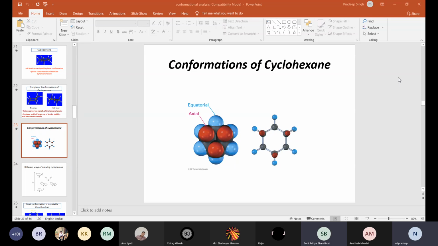Sir, any doubt? I cannot understand the half chair conformation in the three-dimensional view of cyclopentane. Half chair you will understand once I take cyclohexane. Don't worry. Next class I will take cyclohexane. There you will have the half chair.